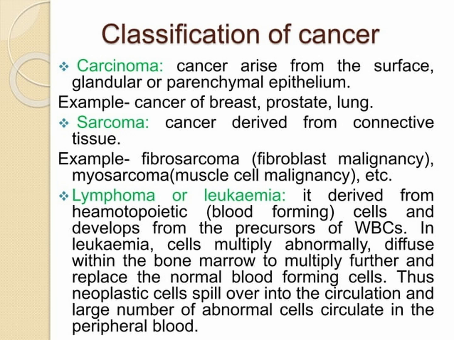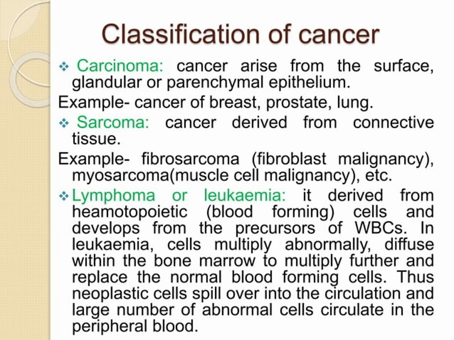Next is sarcoma, cancer derived from connective tissue. Examples: fibrosarcoma, which is fibroblast malignancy, and myosarcoma, that is muscle cell malignancy. So for carcinoma, cancer of the breast, prostate, and lung are the examples. For sarcoma, fibrosarcoma, a fibroblast malignancy, or myosarcoma, a muscle cell malignancy, are the examples.